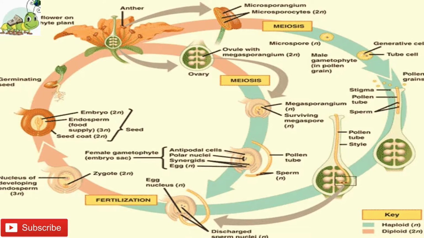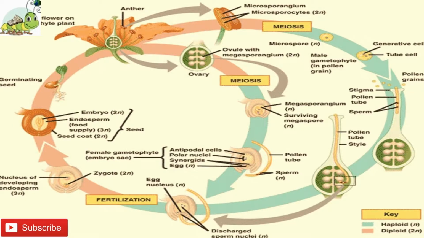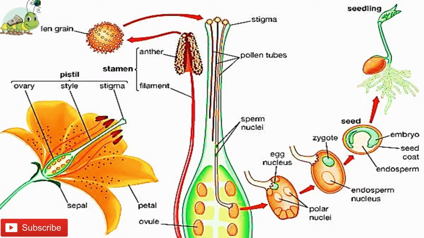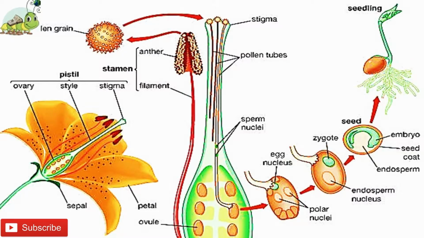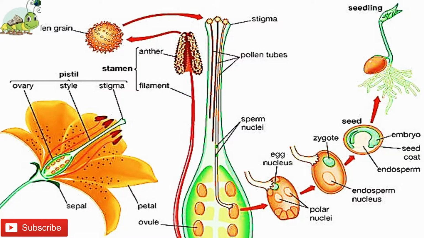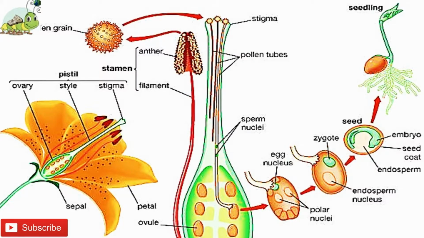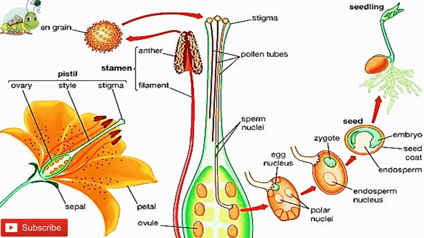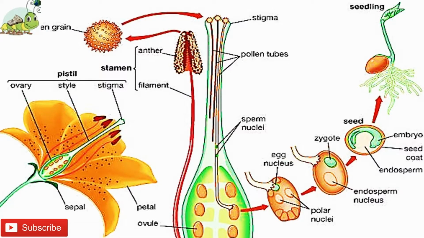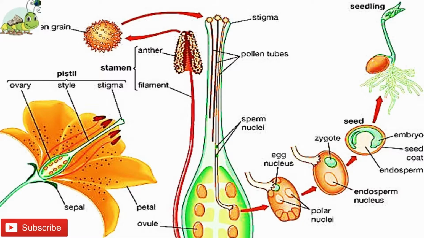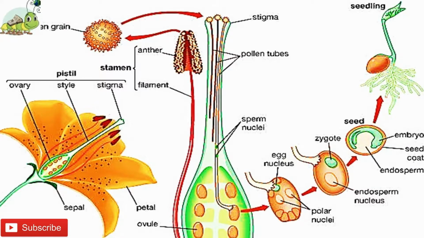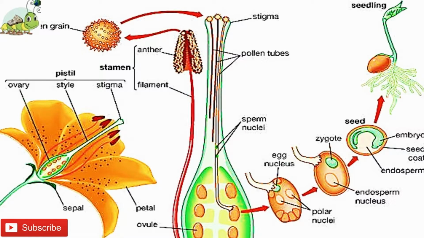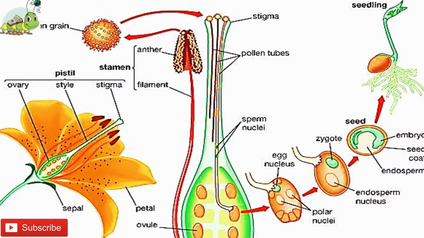The length of the pollen tube depends on the length of the styles. Depending on the internal structure, the styles are of 2 types. Number 1, hollow style. Number 2, solid style. Then what is the hollow style? Hollow style means it has a wide canal which is lined by canal cells.